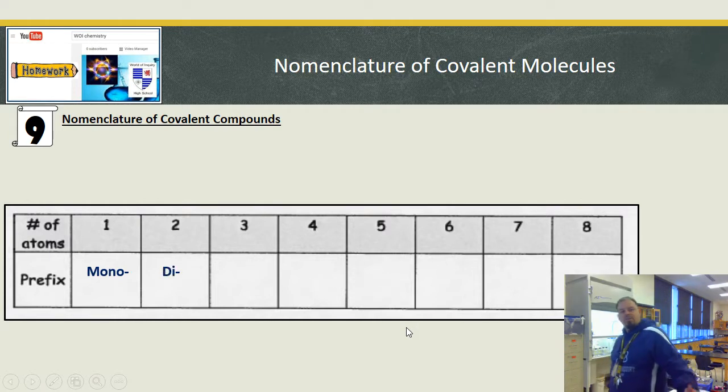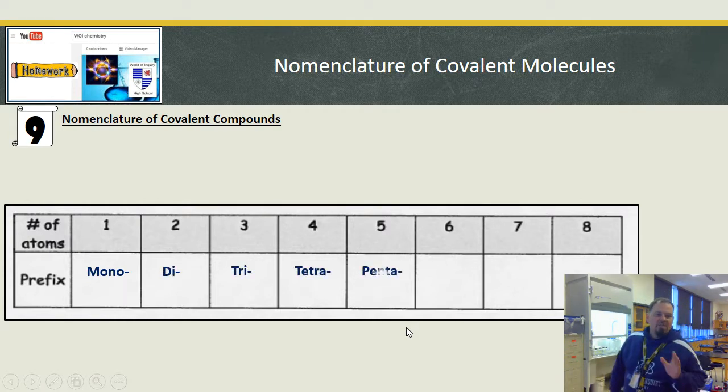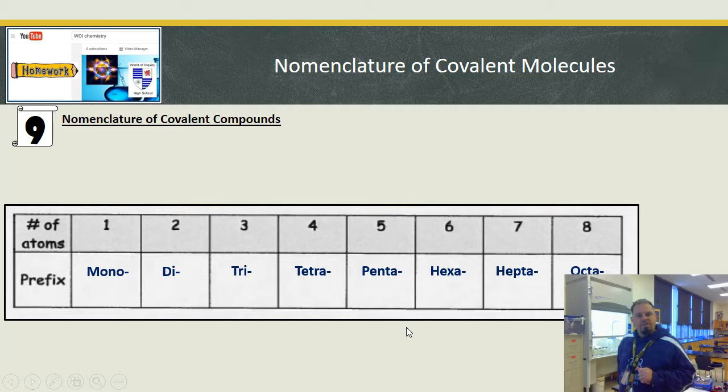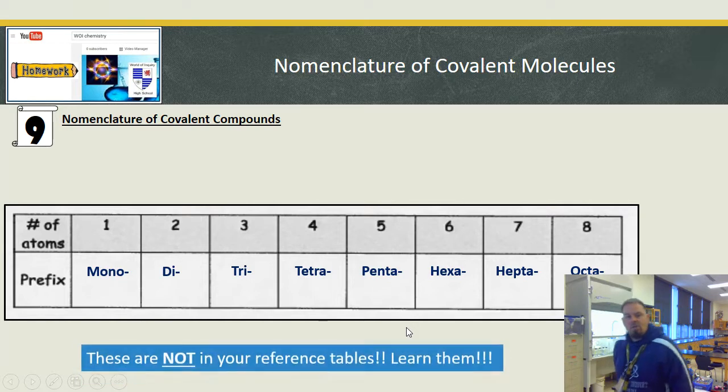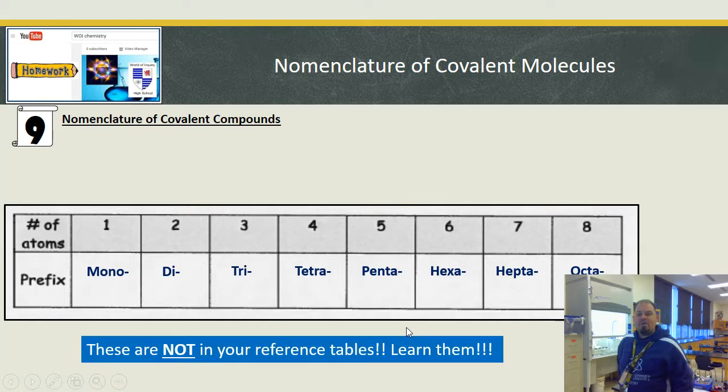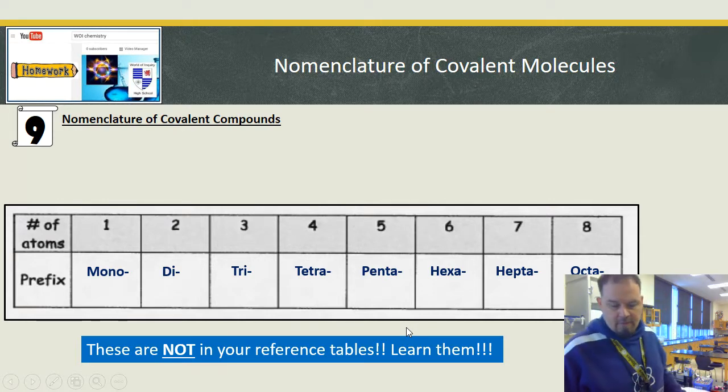So the first thing we need to get straightened out is what the actual prefixes are, and here they are. Mono is 1, di is 2, tri is 3, 4 is tetra, penta, hexa, hepta, octa. And bad news: these are not in the reference tables. You have to memorize them. Sorry about your luck. Mono, di, and tri shouldn't be too far from what we can fathom. Penta, we should be good with 5. And I'm guessing octa, we're good with 6. So that really only leaves 3 of them that we wouldn't normally know walking in. Okay, good.